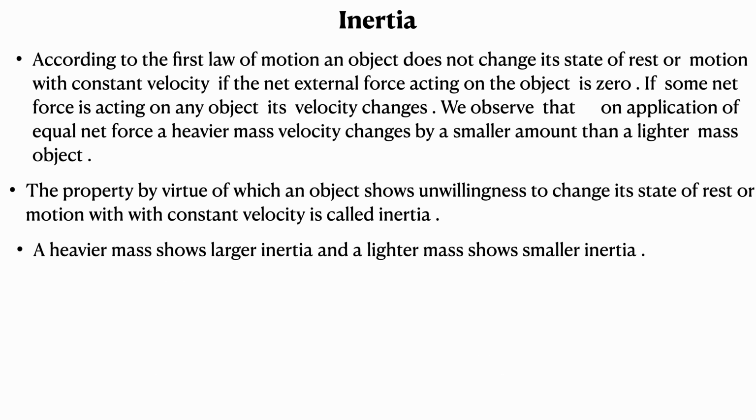Let's talk about inertia. According to the first law of motion, an object does not change its state of rest or motion with constant velocity if the net external force acting on the object is 0. If some net external force is acting on an object, its velocity changes. We observe that on application of equal net force, a heavier mass changes its velocity by a smaller amount and a lighter mass changes its velocity by a larger amount. The property by virtue of which an object shows unwillingness to change its state of rest or motion with constant velocity is called inertia. A heavier mass shows larger inertia and a lighter mass shows smaller inertia.